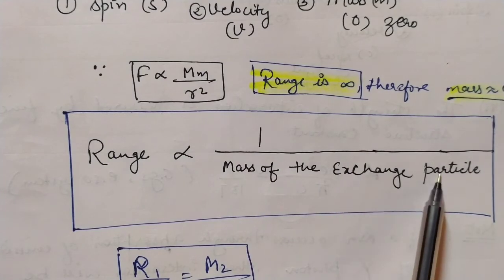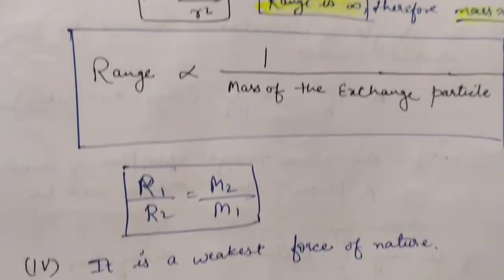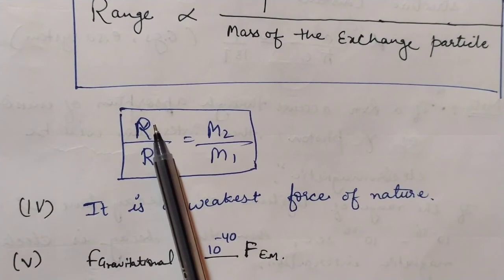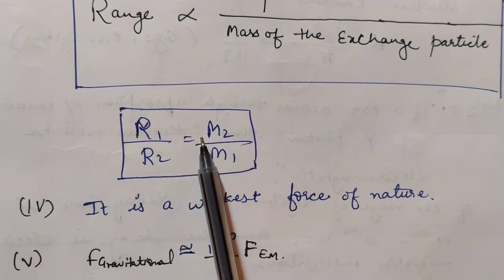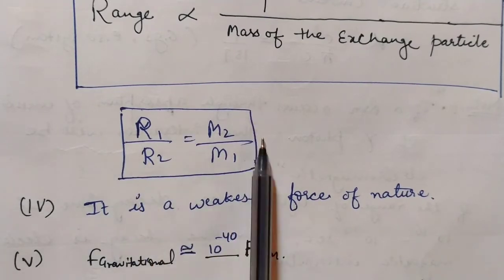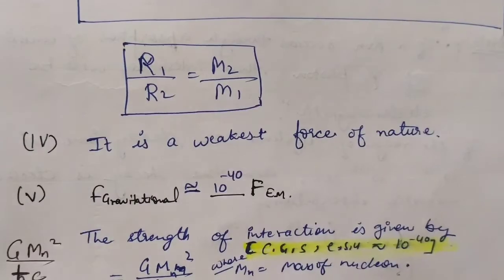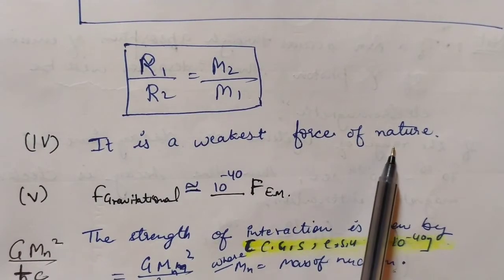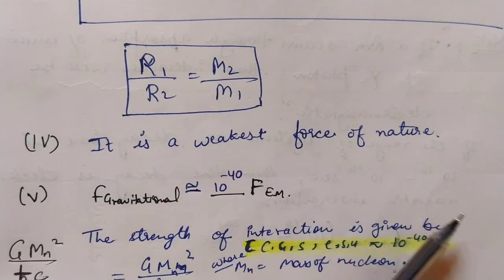of exchange particles. Okay, और इसको हम अगर फॉर्मुलेट करें तो वो कुछ इस तरीके से होगा कि range r1 upon range r2 is equals to m2 upon m1. Since these are constant, so that's why this is written like this. फोर्थ प्रॉपर्टी इज अवर, it is the weakest force of nature. ये बहुत ज़्यादा वीक फोर्स है नेचर की.